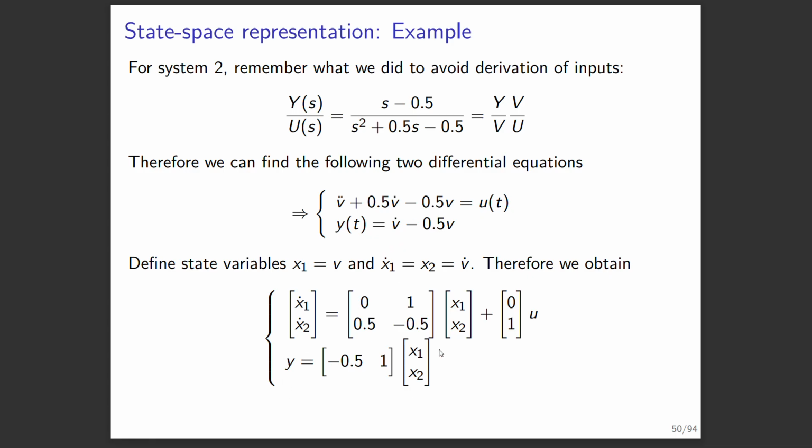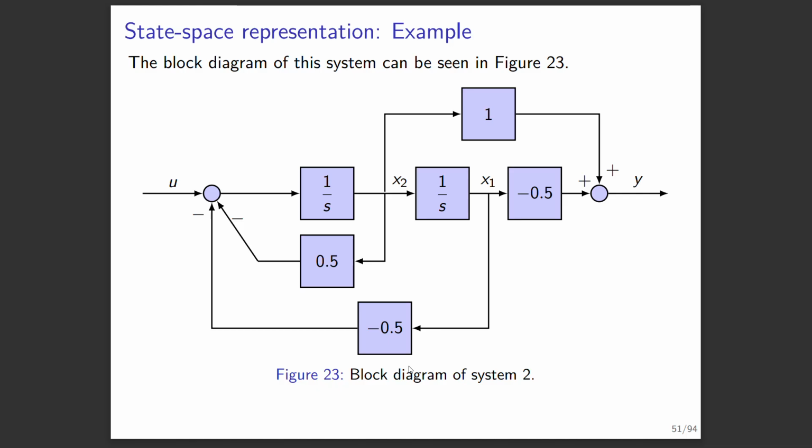How did I write this second equation? Well, what does this say? It says y is equal to negative 0.5 x1 plus 1 x2. Where do I write that from? Well, from this equation. From this second equation with a y, if I substitute x1 for v and x2 for v dot, it becomes negative 0.5 x1 plus x2, which is what I have here. And then I can plot the block diagram the way I had before.